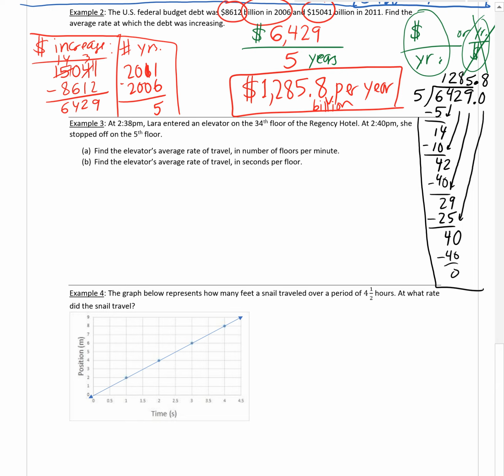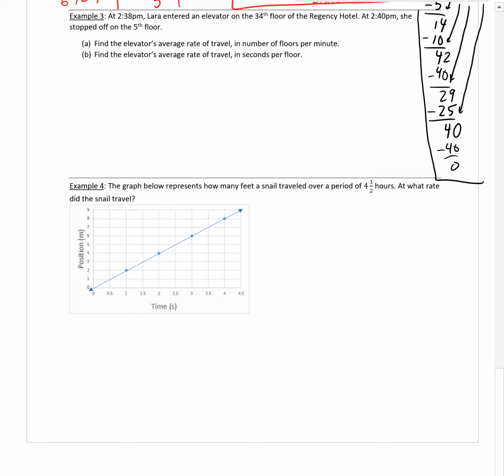Interesting. Alright, let's try this next one here. This one's not quite as entertaining. It's some person on an elevator. It even gives us the exact time. Look at that. At 2:38 p.m. It's kind of creepy that someone knows exactly when this person entered the elevator, right? Laura entered an elevator on the 34th floor of the Regency Hotel. That sounds like the beginning of one of those crime dramas, huh? At 2:40, she stepped off on the 5th floor, never to be seen again. Or no, some creepy. It's getting creepy. I better stop. Sorry. I watch too much of those shows, huh?